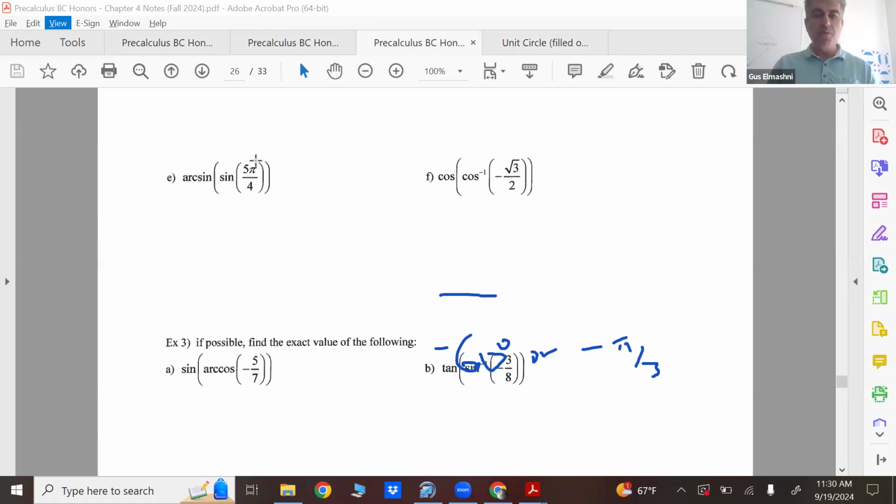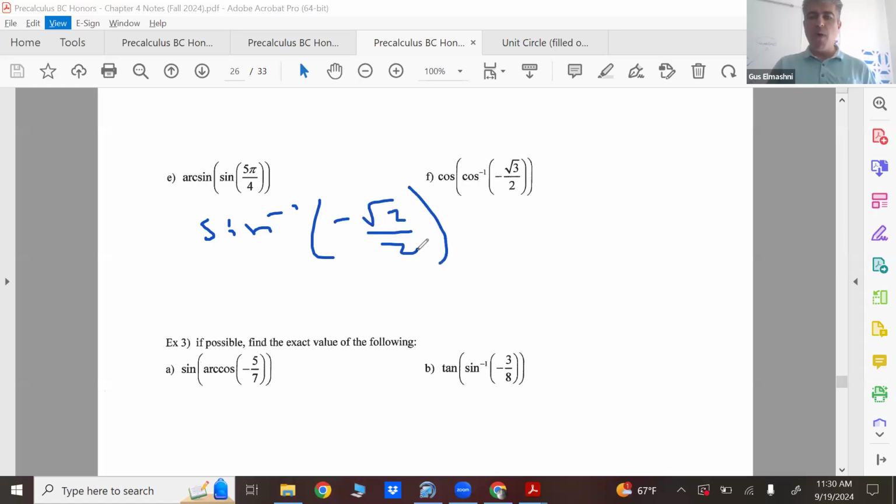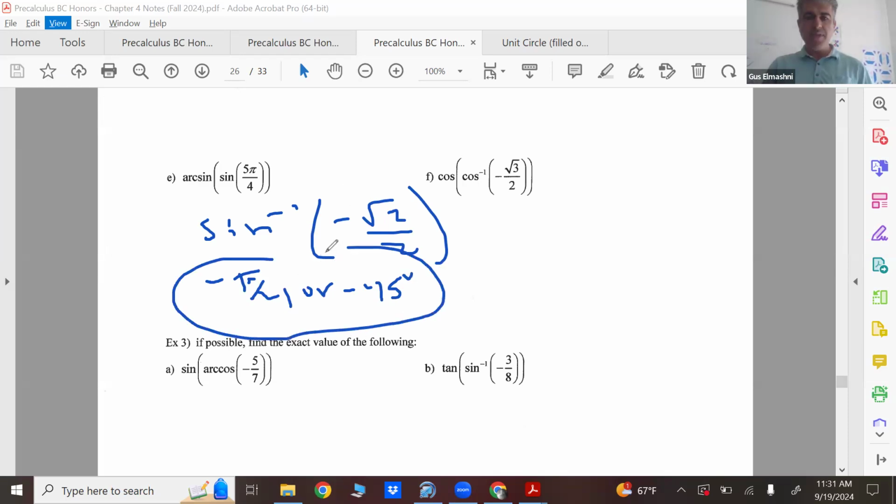For E, I know sine 5 pi over 4 is a negative root 2 over 2. Now that's the y coordinate. Where's the y coordinate negative root 2 over 2 in the unit circle? Definitely at 5 pi over 4, but where else? At 7 pi over 4 or negative pi over 4? Because negative pi over 4 is coterminal with 7 pi over 4. Or negative 45 degrees.